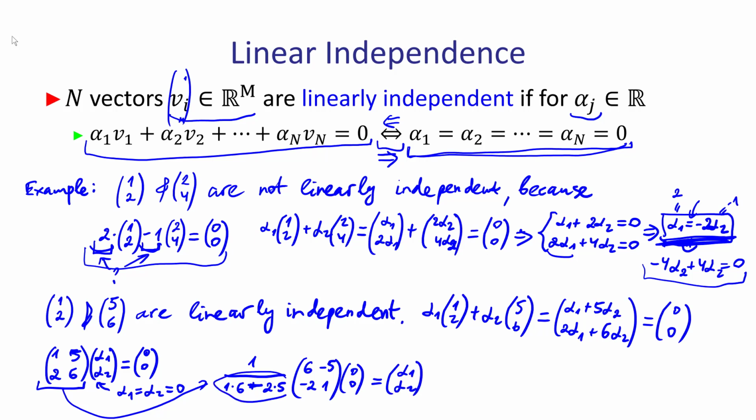So since this determinant is not 0, you don't have division of 0 by 0 here. So the only solution will be just some matrix multiplied by some number multiplied by a vector of zeros. But a matrix multiplied by a vector of zeros is always 0. And this is why I know that this is the only possible solution for alpha 1 and alpha 2, and then those two vectors are independent.